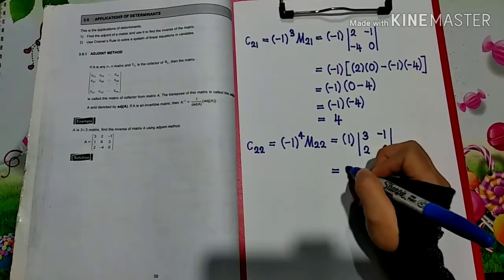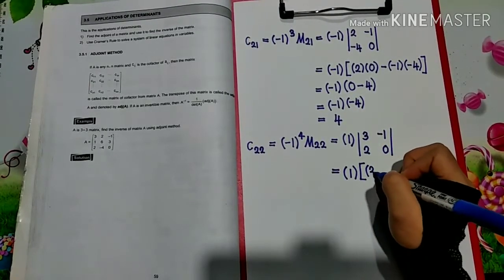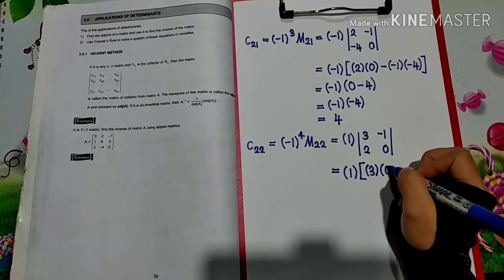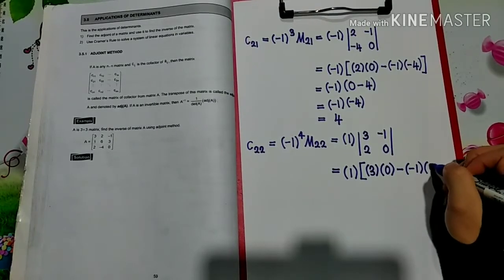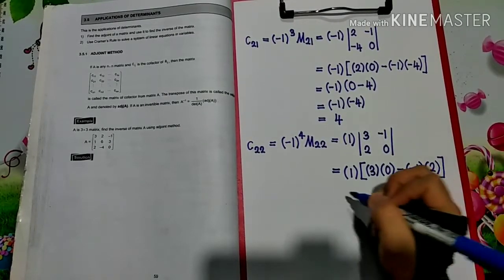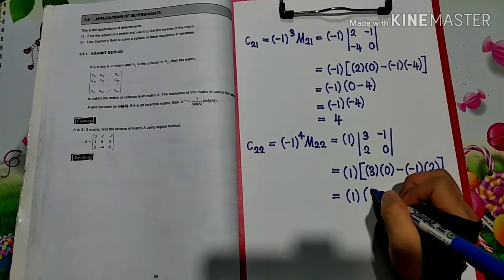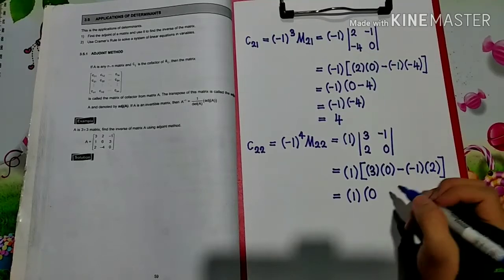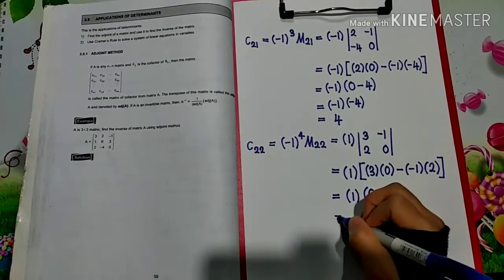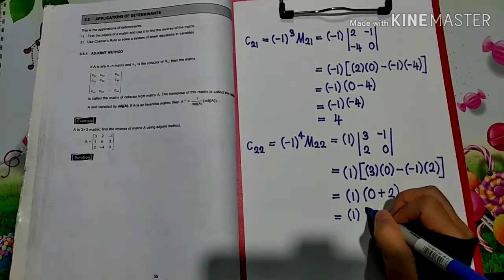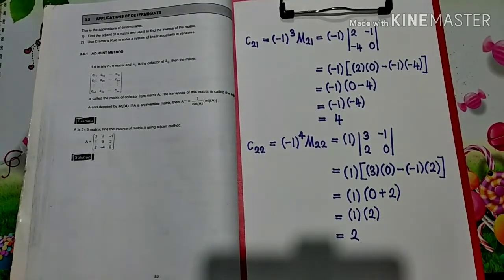And then we solve this one. And then we compute the determinant for this one. 3 multiply with 0 minus negative 1 multiply with 2. So this one you will get 3 multiply with 0, 0. So negative, negative, positive. 1 multiply with 2 equal to 2. So 0 plus 2 equal to 2. So 1 multiply with 2, you will get 2.